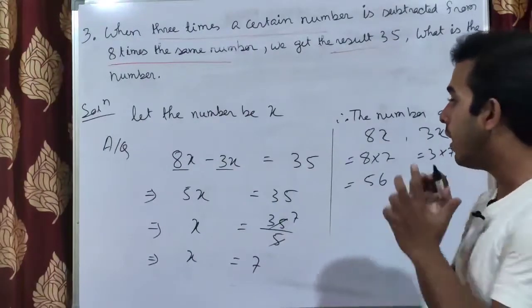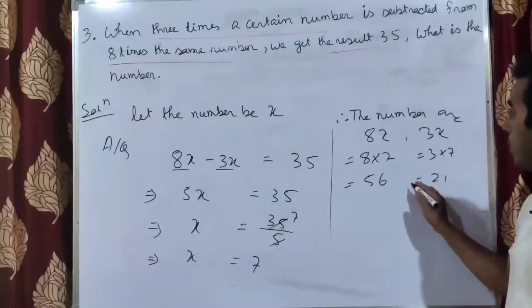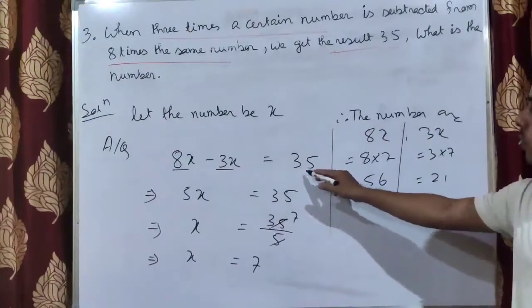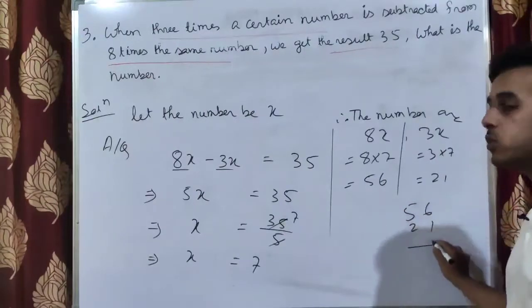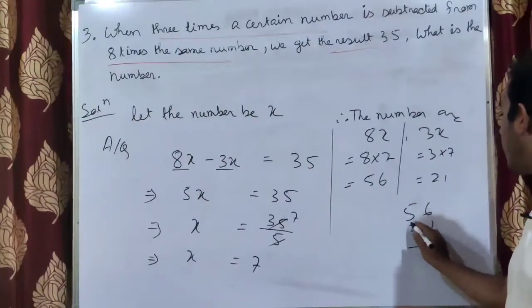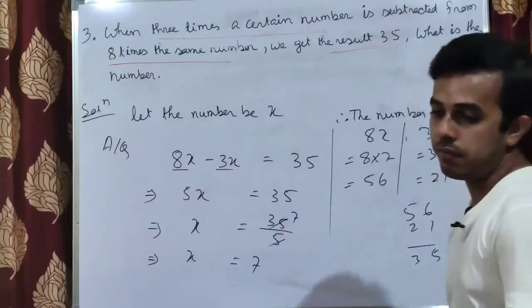21. Right? Now look, if you subtract 21 from 56, the result will be what? 35. Look here, 56 minus 21. 6 minus 1 is what? 5, and 5 minus 2 is what? 3. So the result is 35.